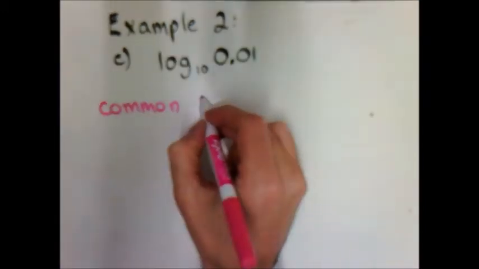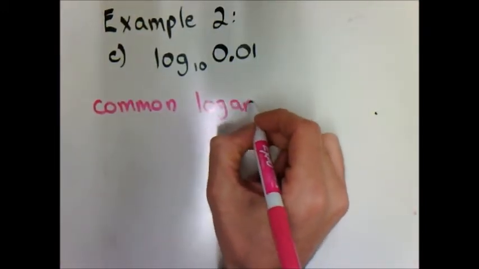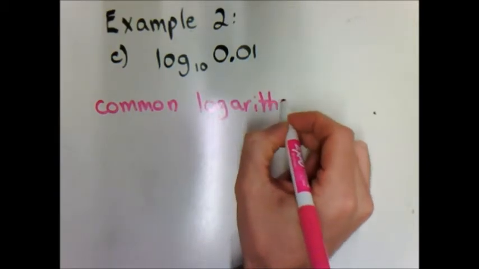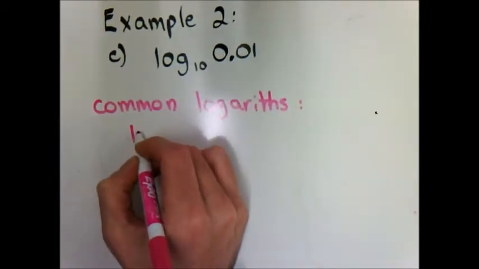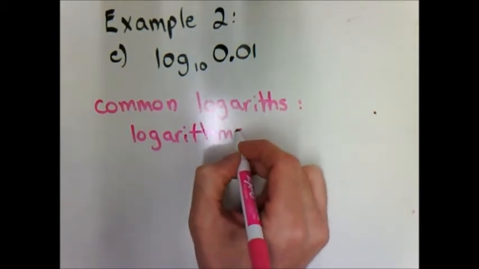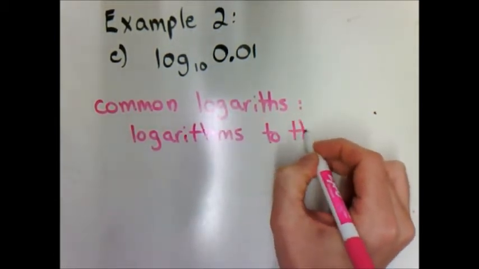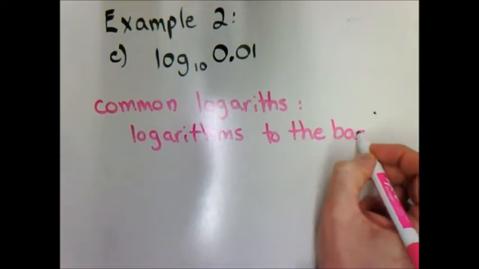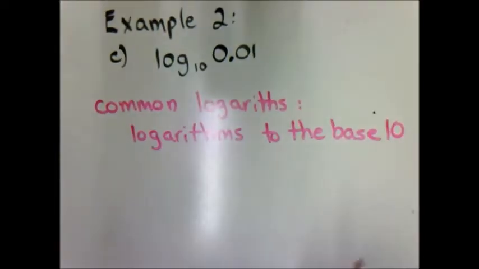Common logarithms are logarithms to the base 10. Now, when we're writing common logarithms, that is any logarithm to the base 10, it is not necessary to write the base.